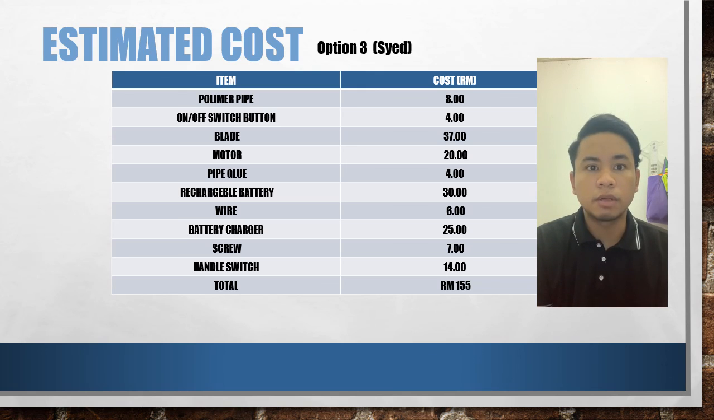I will use a polymer pipe which will cost 8 ringgit. On off switch button which will cost 4 ringgit. Blade 37 ringgit. Motor 20 ringgit. Pipe glue 4 ringgit. Rechargeable battery 30 ringgit. Wire 6 ringgit. Battery charger 25 ringgit. Screw 7 ringgit. And handle switch which is 14 ringgit. The total estimated cost for my option is 155 ringgit.